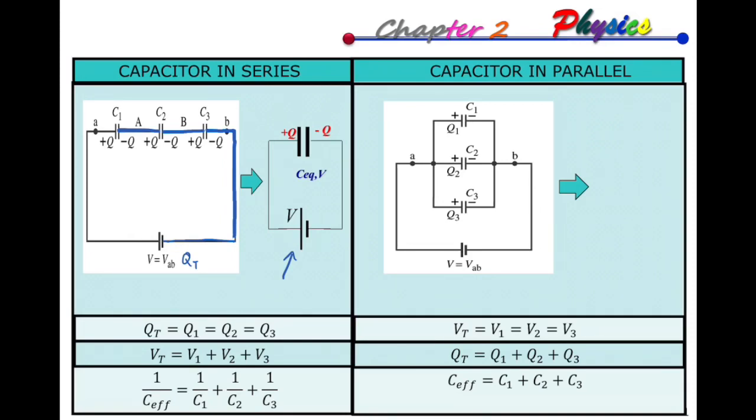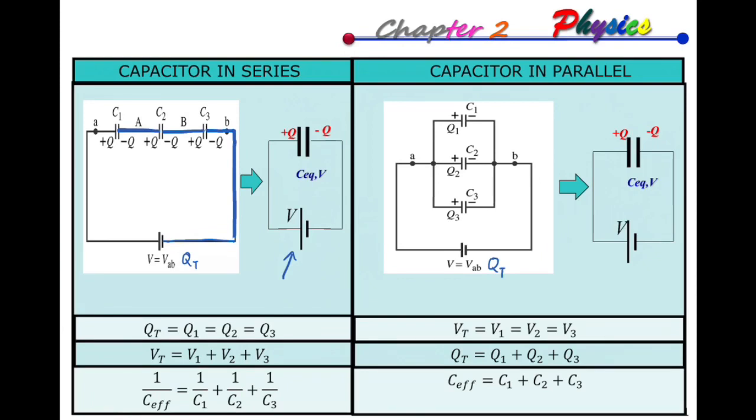And then for capacitors which are connected in parallel, we have 3 capacitors here. And then it's also connected to a battery. So this circuit here is equivalent to this circuit here, in which the combination of 3 capacitors is equal to the equivalent capacitance, which is Ceq here. And then the voltage supplied will be equal to the total voltage. And the total charge Qt is also equal to the total charge of this circuit.